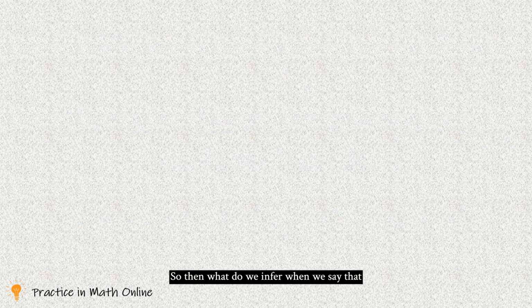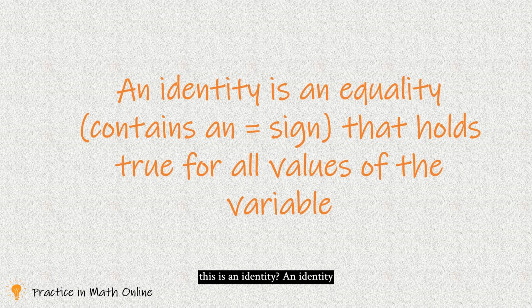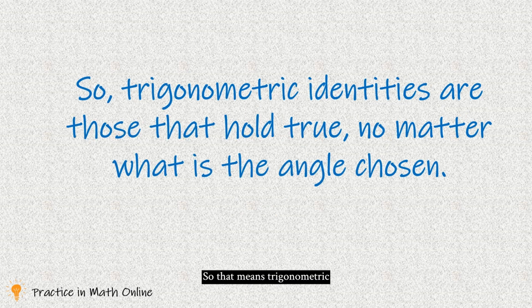So what do we infer when we say that this is an identity? An identity is an equality. That means first of all, it will have an equal to sign that holds true for all the values of the variable. There is no exception to this rule. That means no matter whatever value of the variable you put, the left hand side will always be equal to the right hand side. So trigonometric identities are those identities that will hold true irrespective of whatever angle we put.